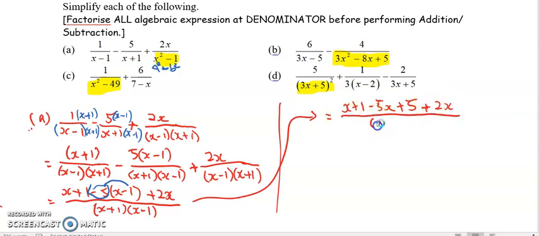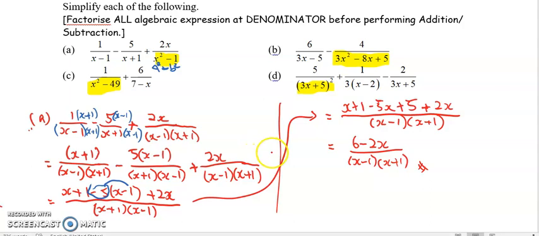Over x minus 1, x plus 1. So we simplify what's in the numerator: x minus 5x plus 2x. We will get negative 6 minus 2x on top, over x minus 1, x plus 1. So that is our answer here. Alright, so this is for A.